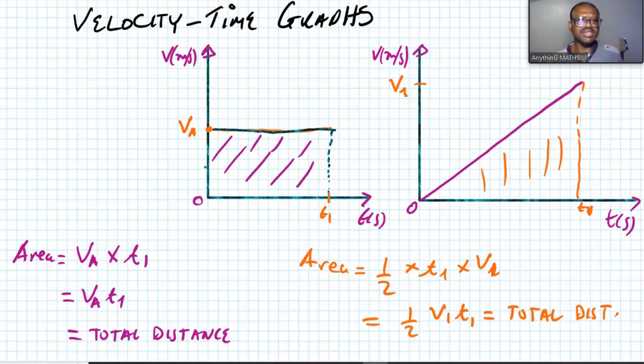And remember, once you know the total distance, you should be able to calculate the average speed by dividing it by t1. As I already told you, the velocity time graph is so important.